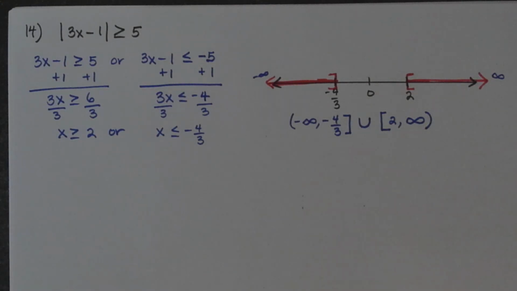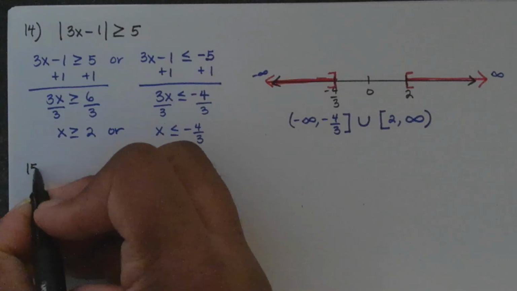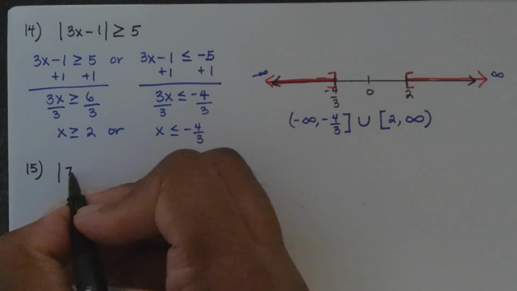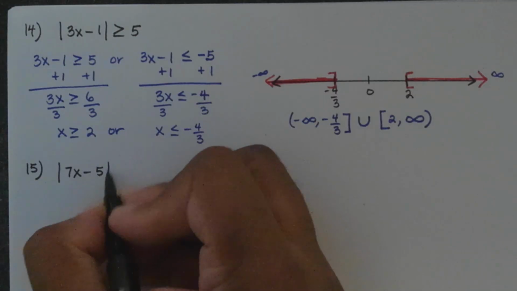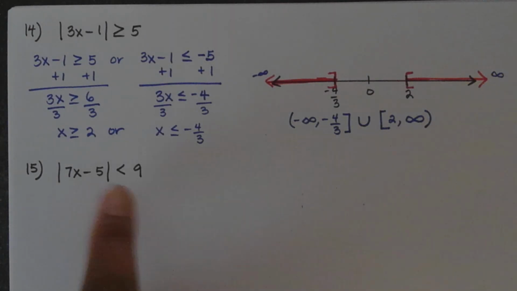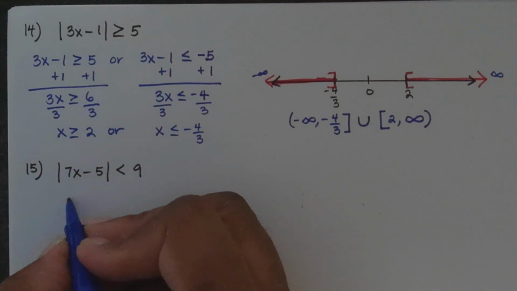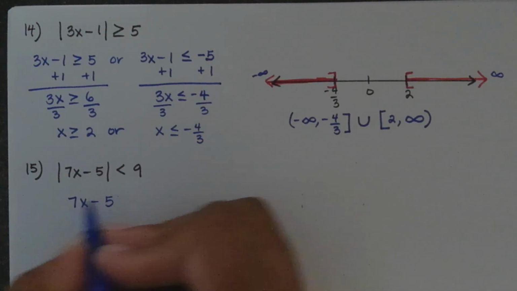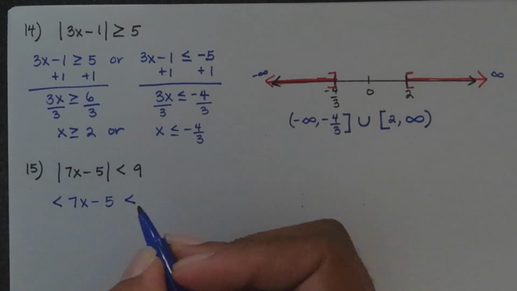And finally, problem number 15. Another absolute value inequality. This time you got the absolute value of 7x minus 5 is less than 9. Now, since my inequality symbol is by itself, I do have less than. Less than or less than or equal to means I need to write this as a compound inequality.